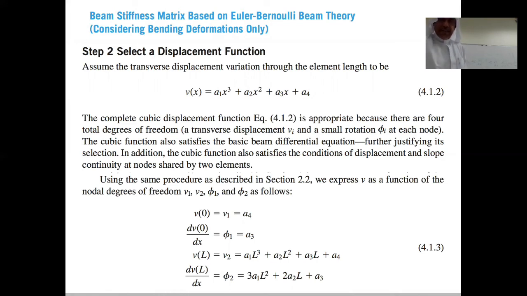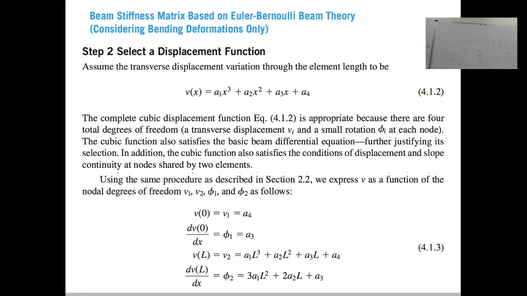So how do we get this? Can you tell me? We need to use boundary conditions. We know that the deflection at x equal to 0 is equal to V1. Put x equal to 0 here, and you get A4. We know that the slope at x equal to 0, which is the left node, equal to V1. We get A3 equal to V1.